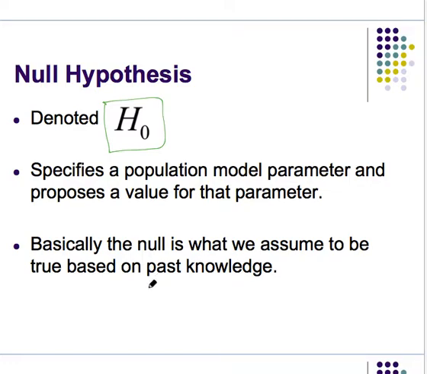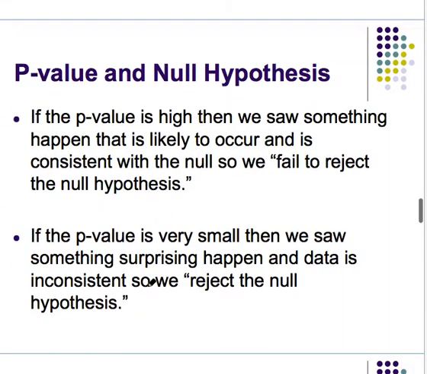So if the p-value is high, then we saw something happen that is likely to occur and is consistent with the null. So here are the magic words: we fail to reject the null hypothesis. We never accept it. We fail to reject it. We don't have enough information to say, hey, wait a second, I think something else might be going on. So we fail to reject it. We didn't throw it out. We kept it. But the way statistics says it is, we fail to reject.